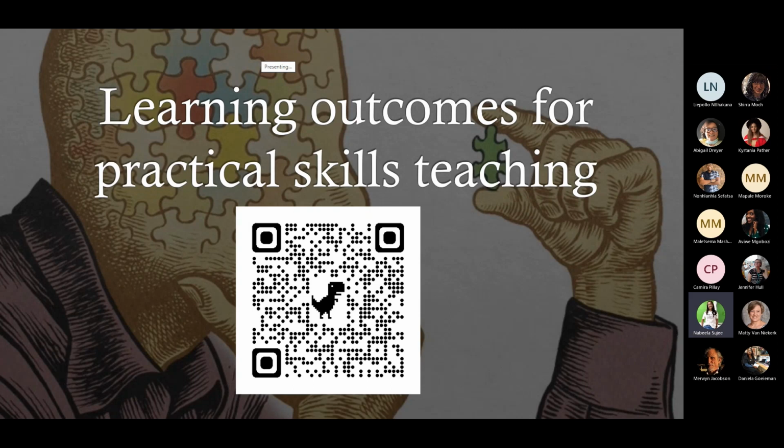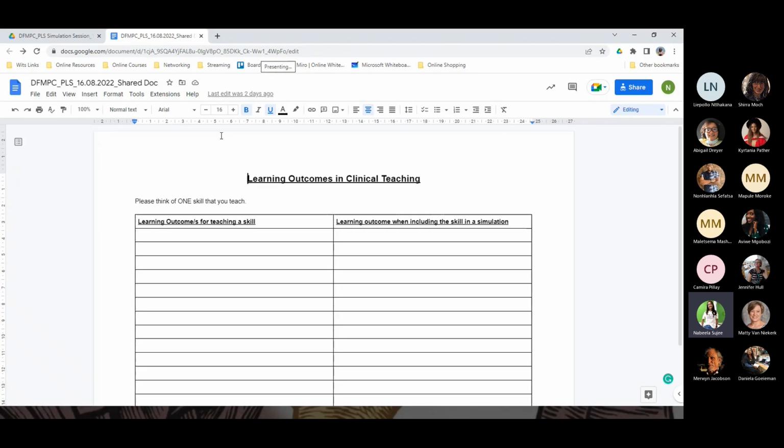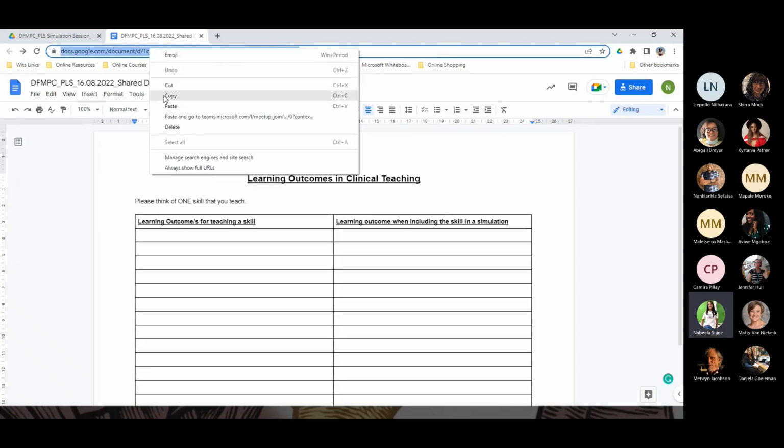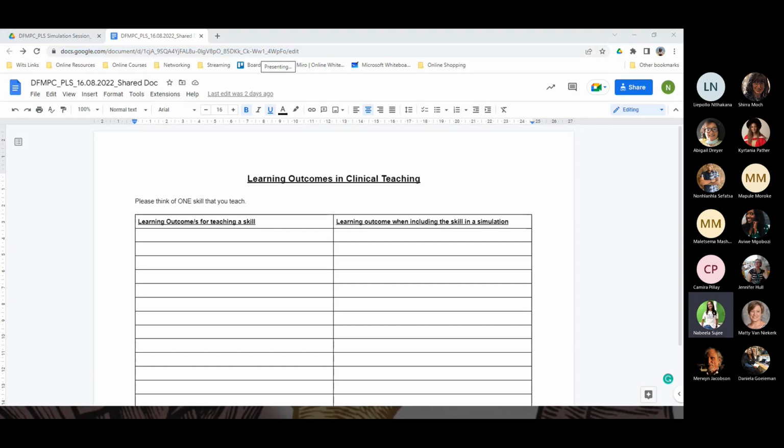But the document I do want you to open up, and the document we're going to engage with, is the Word document that has a table in it, and it asks you to put in learning outcomes. So I'm going to paste the link to the document in the chat space.